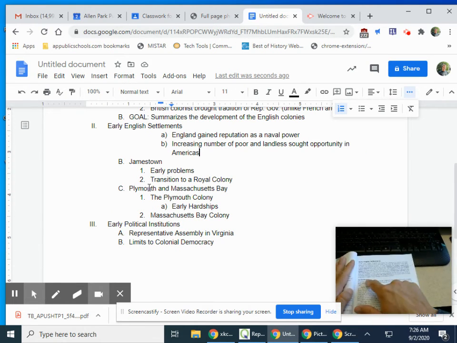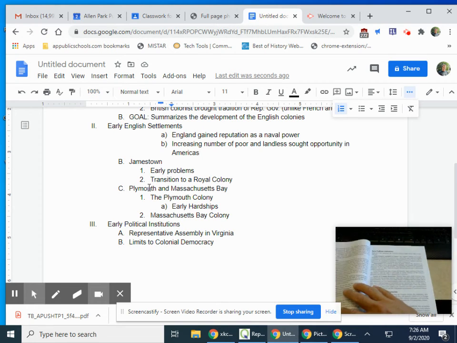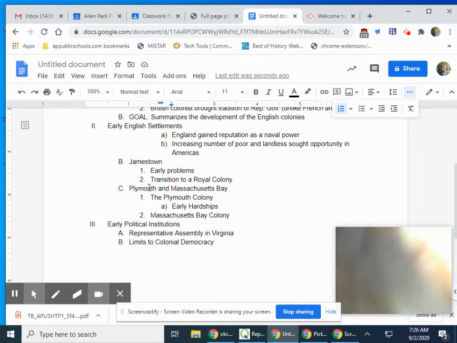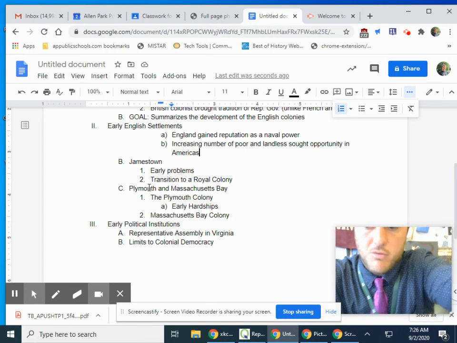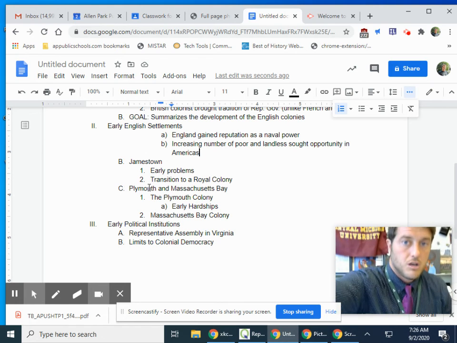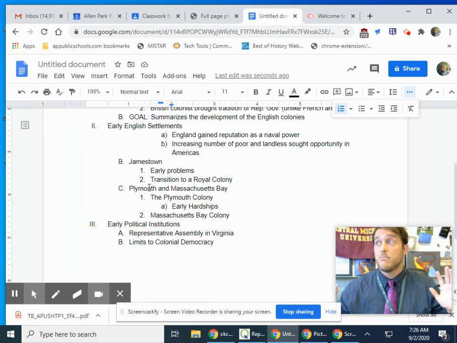Now, again, we have our clear subheadings: early problems, transition to rural colonies, Plymouth and Massachusetts Bay. So you can continue in that way. The last thing I'm going to add here, guys, as I'm probably running out of time on the Screencastify, is that if you would like to handwrite these, totally fine. If you have a completely different system of doing this, maybe something that you learned when you were younger, something that works for you, that's cool too.